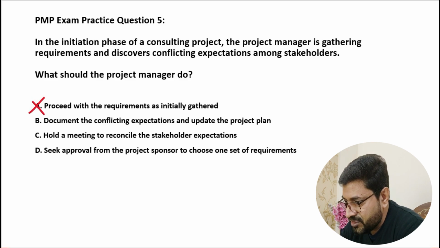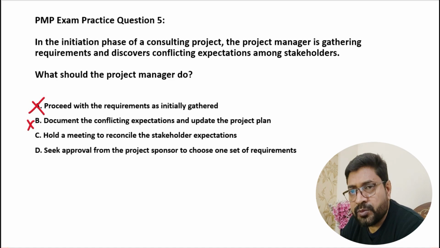Document the conflicting expectations and update the project plan. Again, what would you do with those different conflicting expectations, and how would you update the project plan, because there is nothing certain? There are different requirements, so you can't fulfill all the requirements for all the stakeholders. There has to be a concrete decision so that you can proceed further. So again, not the right option to go with.